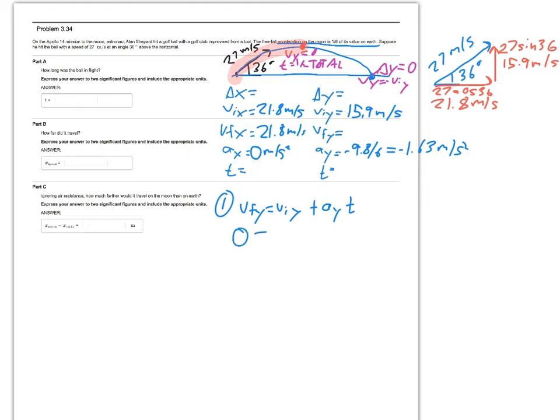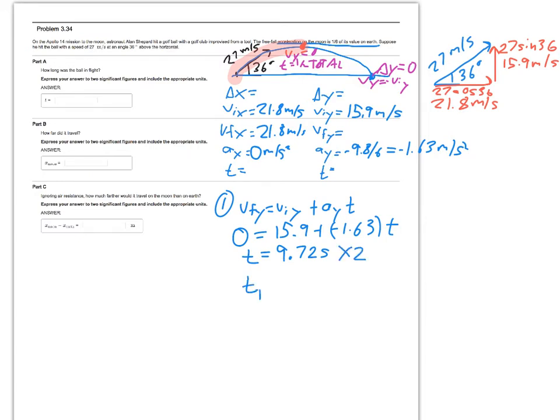So I am going to go ahead and use my VFY equation, so I can say that 0, my velocity at the peak, equals 15.9 plus negative 1.63 multiplied by my time. I go ahead and solve for that time, and I get that this object is going to be in the air for 9.72 seconds.